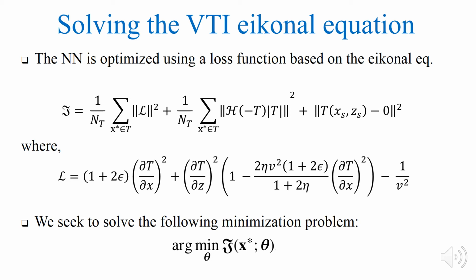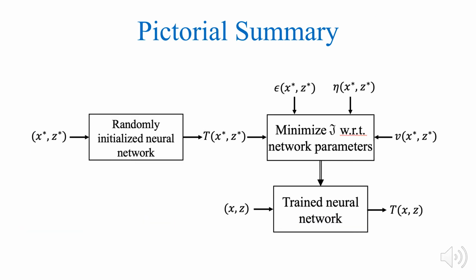Now, there may be a few things that are confusing here. I think they will become a bit more clear with a pictorial summary. So this is a workflow of how we can solve the anisotropic eikonal equation using a physics-informed neural network. Let's summarize everything in this picture. First of all, we select some training points, x star, z star, from our domain, and we input them to a randomly initialized neural network. We initialize our neural network randomly because we don't know the optimal weights. Now, what would a randomly initialized neural network give us as output in terms of travel times? It would give us some garbage, right?